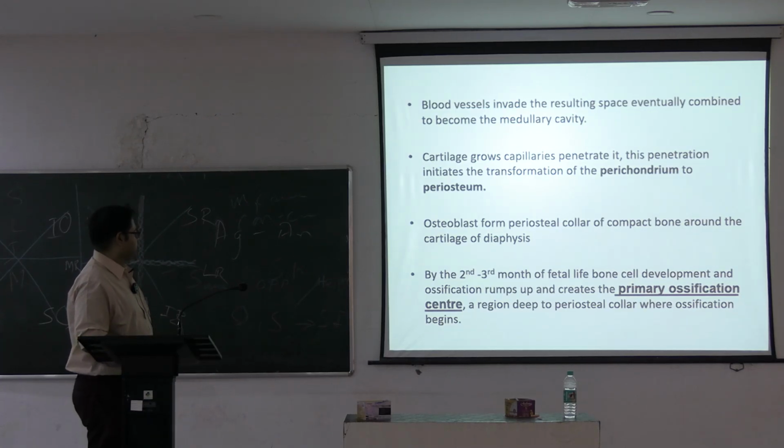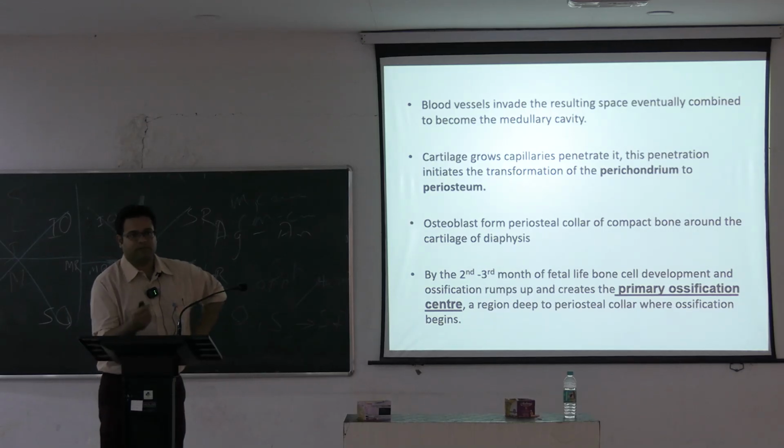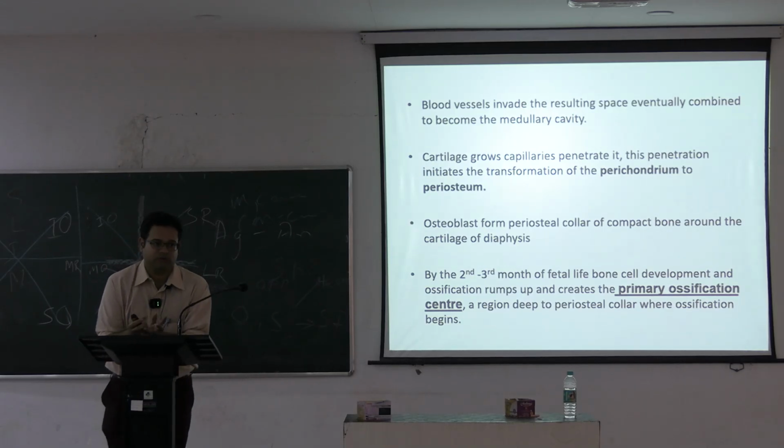By the second and third month of fetal life, bone cell development and ossification ramp up and create the primary ossification center, which is a region deep to the periosteal collar where ossification begins. What does this mean? The primary ossification center is basically the part of the developing bone where the ossification begins.